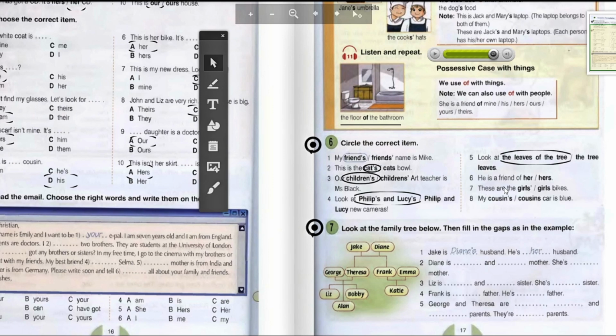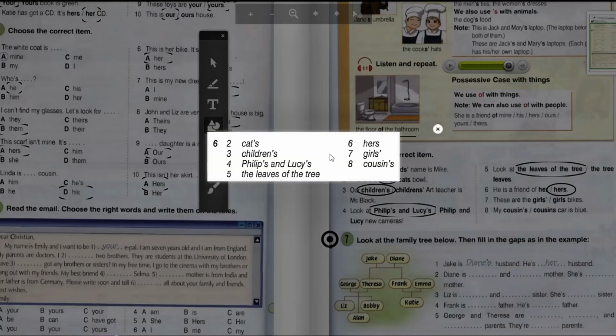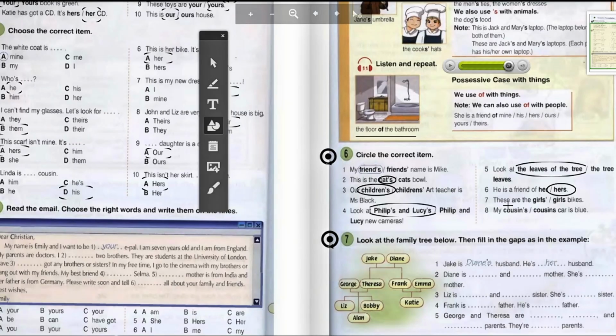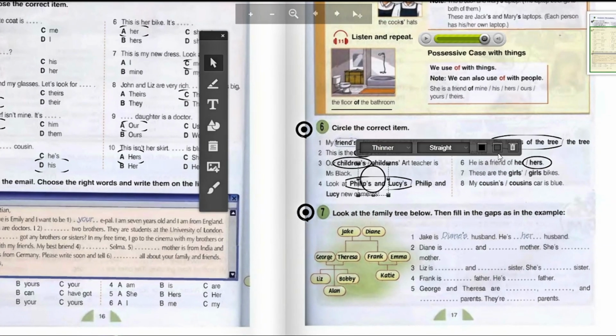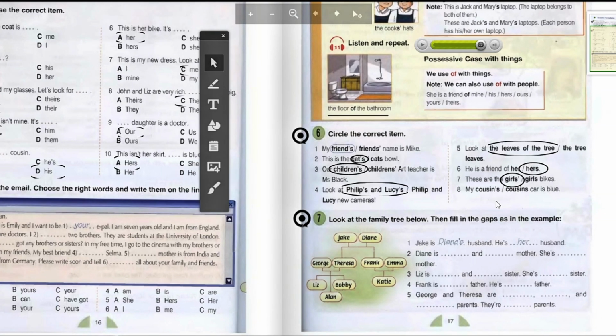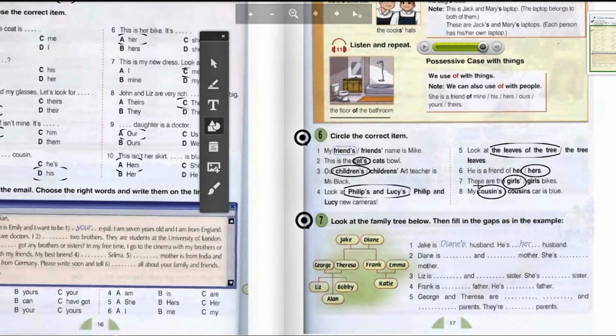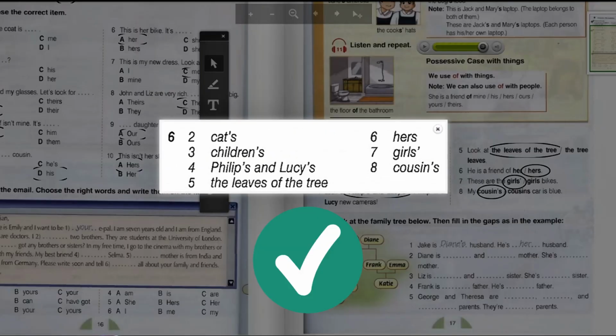He is a friend of hers. So the next one, this is our girls' bikes. So the last one, my cousin's car. My cousin's car is blue. So you can also look at this variant of answers too.